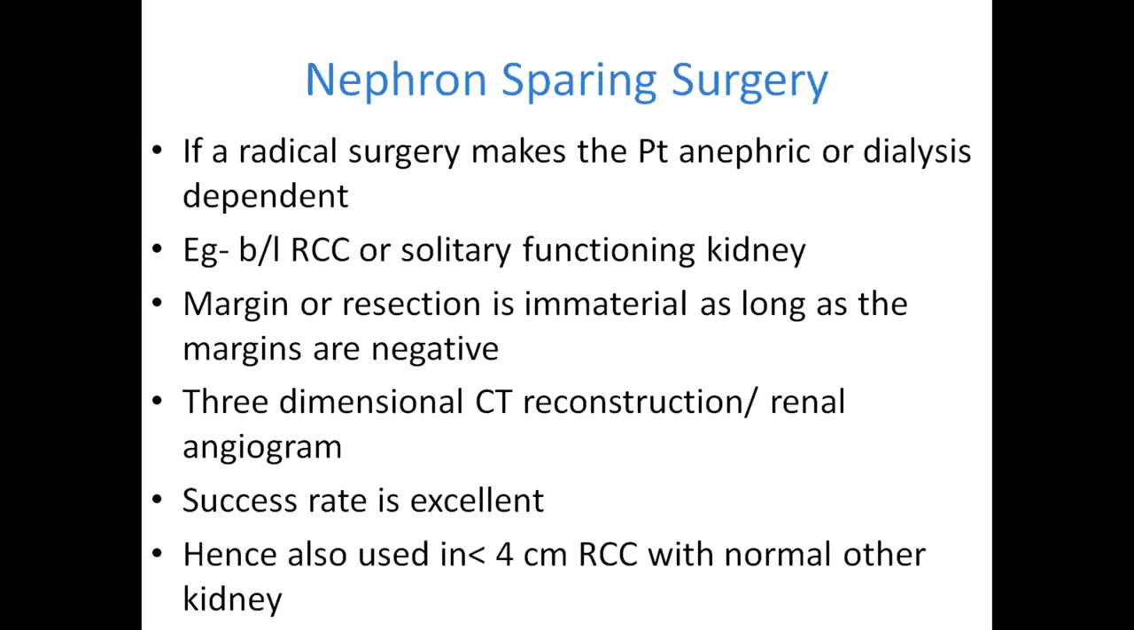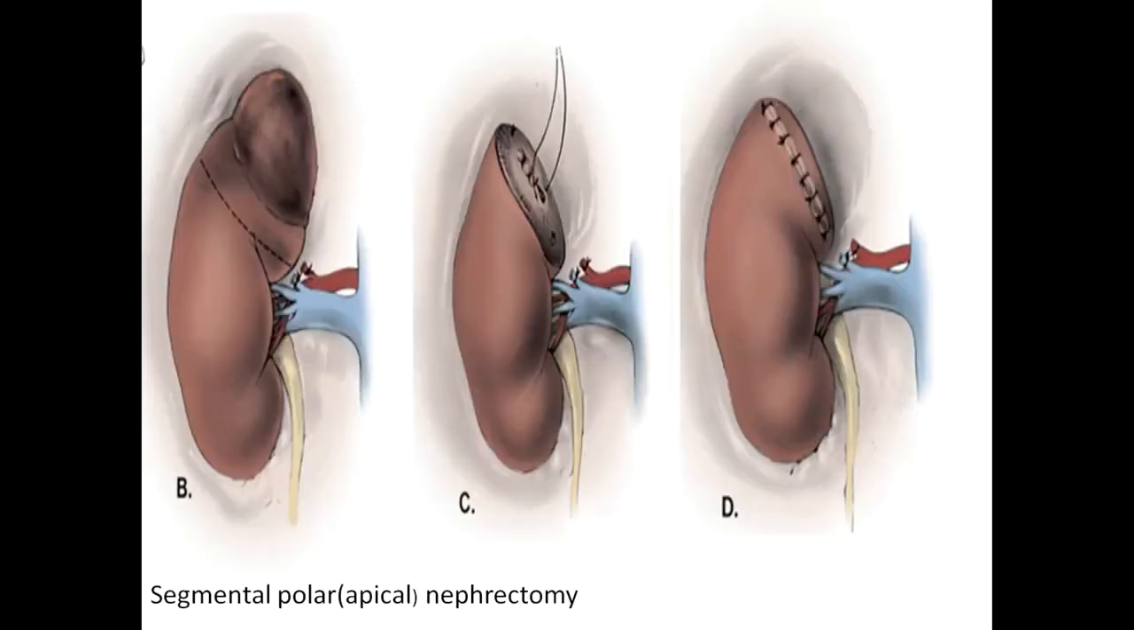Nephron sparing surgery has come up of late. The entire kidney need not be removed. Only the part of the kidney with the tumor, as well as the portion around it, is good enough, as long as the margin is negative. As long as the margin is negative, you get a good result with that kind of removal. But you require three-dimensional CT reconstruction images before proceeding, and also a renal angiogram. The success rate is excellent. Definitely, it is very much advisable in small renal tumors.